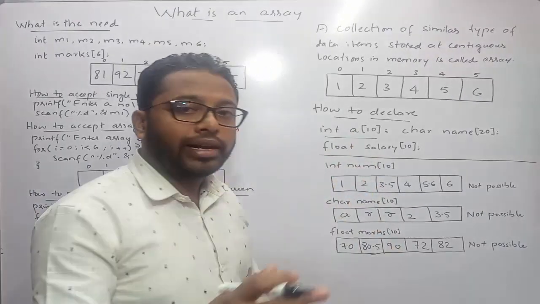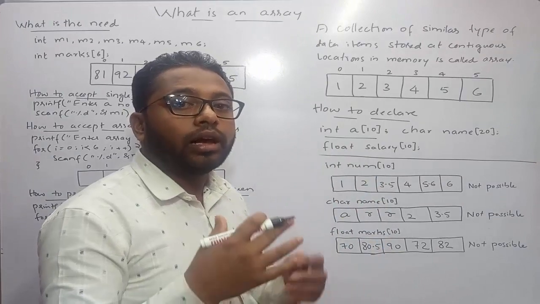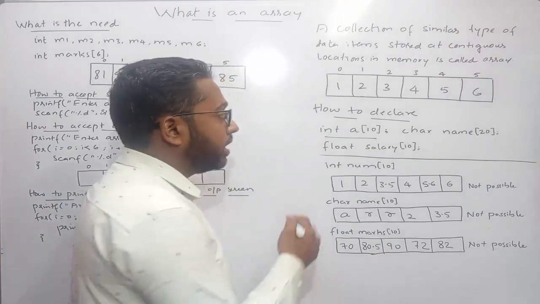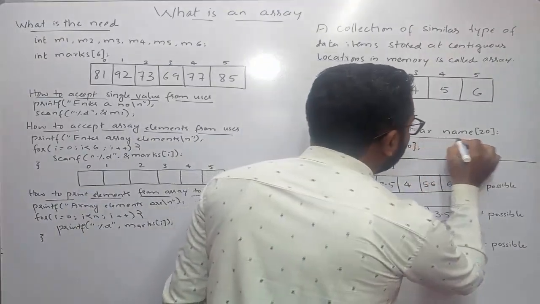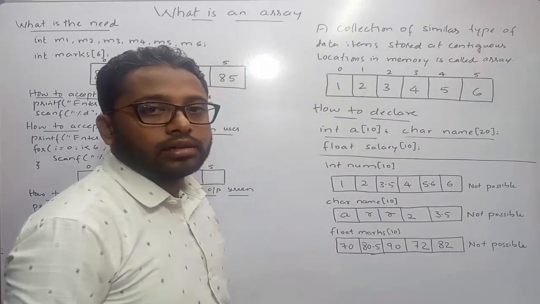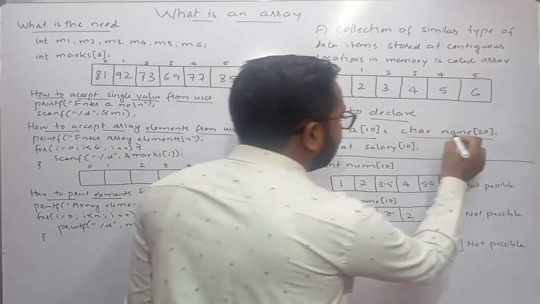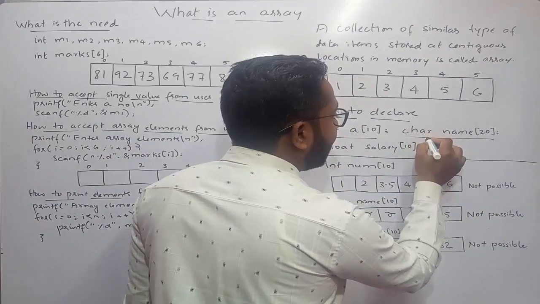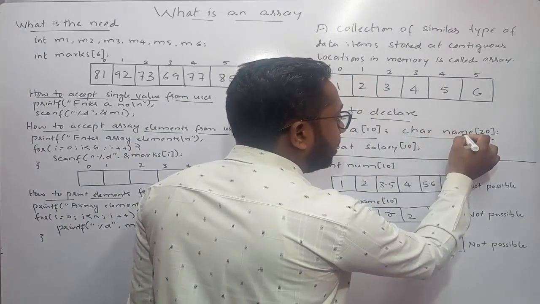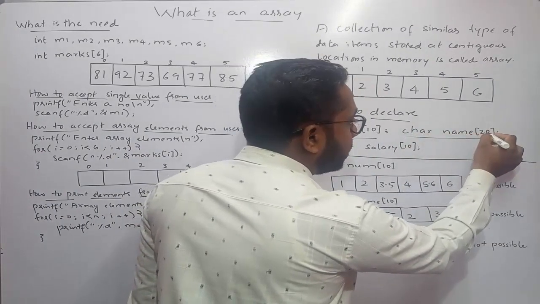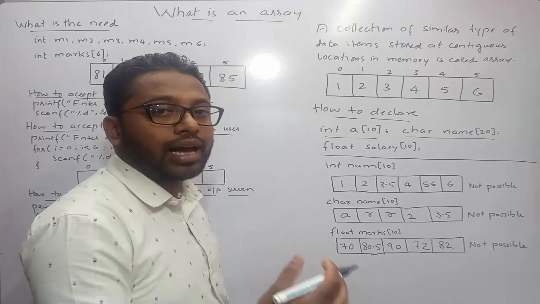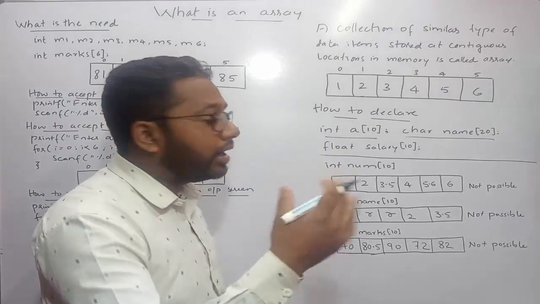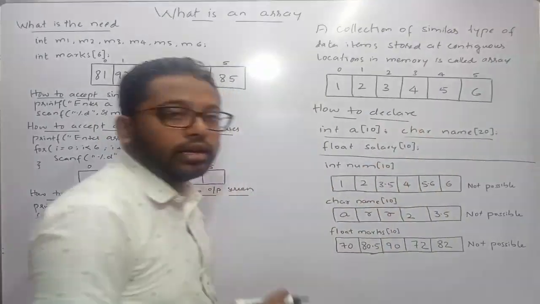Similarly, if you want to create a character array which will hold characters inside it, then you must create an array with this syntax: char name. So this char is the data type and name is the name of the array, and this 20 is the capacity. That means I can store a maximum of 20 letters inside this array name.